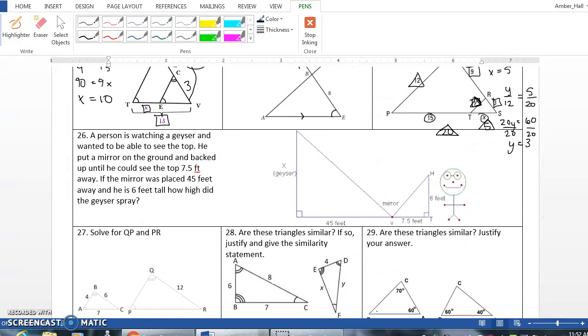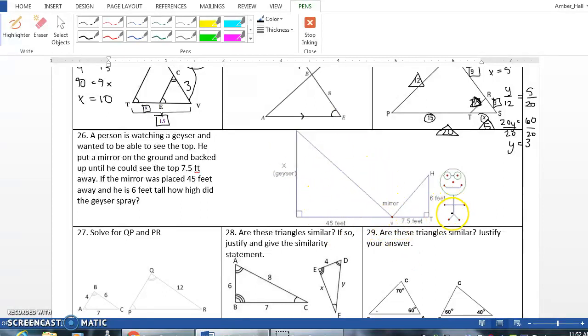26. A person is watching a geyser and wanted to be able to see the top. He put a mirror on the ground and backed up until he could see the top 7.5 feet away. If the mirror was placed 45 feet away from the geyser, and he is 6 feet tall, how high did the geyser spray? So we have provided you with an image, so it's just like normal.